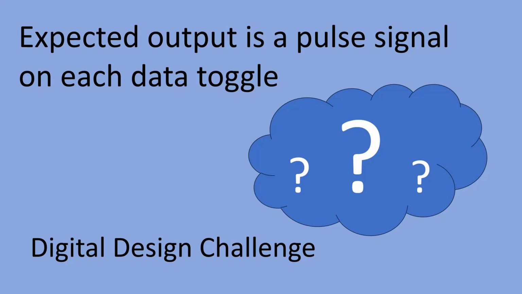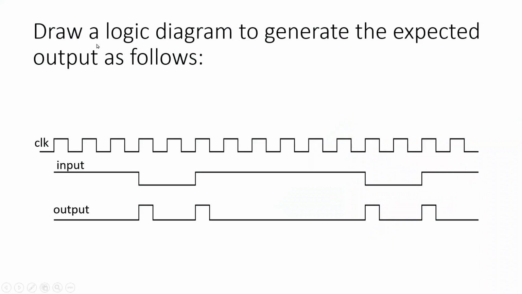Friends, in this digital design challenge, output will be 1 bit, input will be 1 bit data. And expected output is a pulse signal on each data toggle. Let us see it in the form of waveforms. So in this design challenge, you have to draw a logic diagram to generate the expected output as follows.